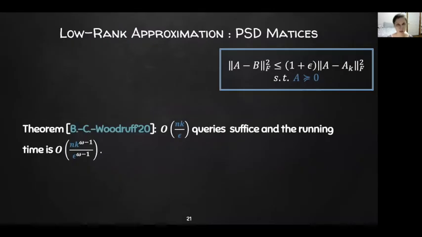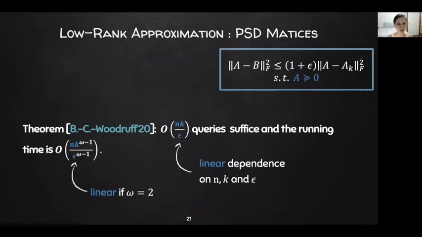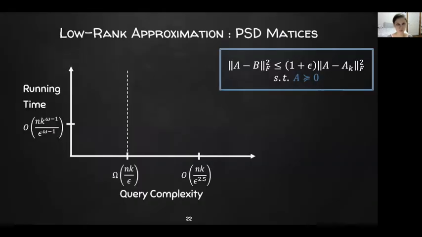Our main result is to show that the optimum sample complexity is linear in the dimension of the input n, the target rank k, and the target accuracy epsilon. And the quadratic dependence can be avoided. Further, the running time is also linear in all 3 parameters if the matrix multiplication constant is 2. The updated picture then looks as follows.